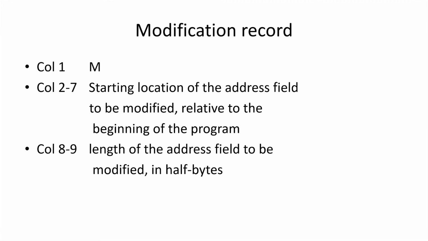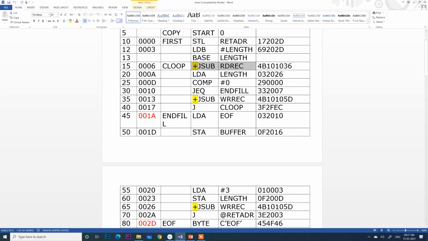Consider the instruction plus JSUB RDREC. We have 3 such instructions in this program. At line number 15 you have plus JSUB, at line number 35 plus JSUB, and at line number 65 another JSUB. So 3 instructions must be modified. First consider this instruction plus JSUB RDREC, and the location where it starts is 0006. So the starting address is 6.